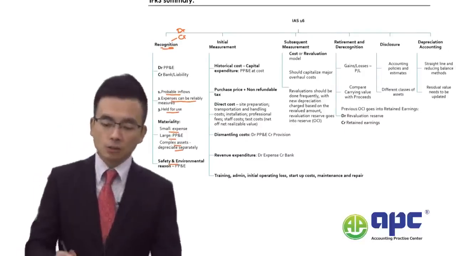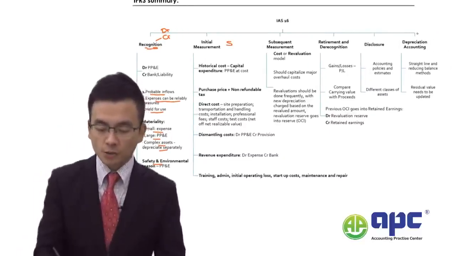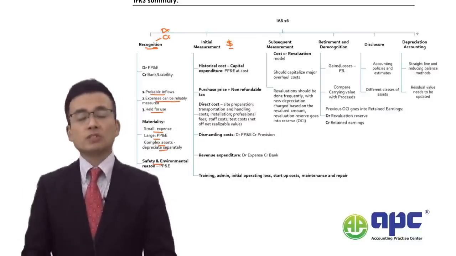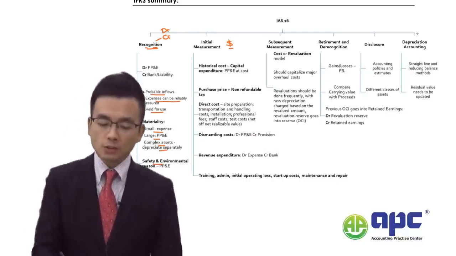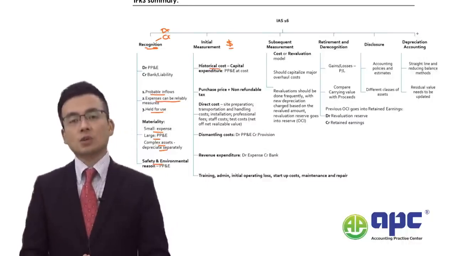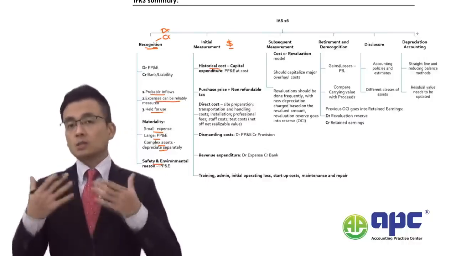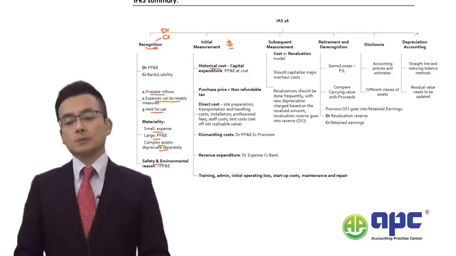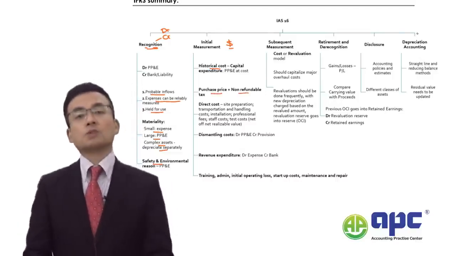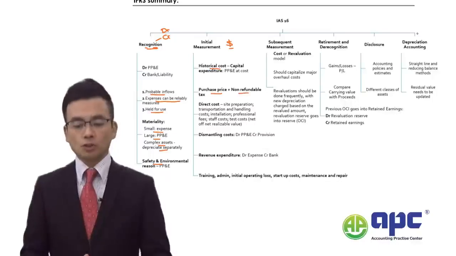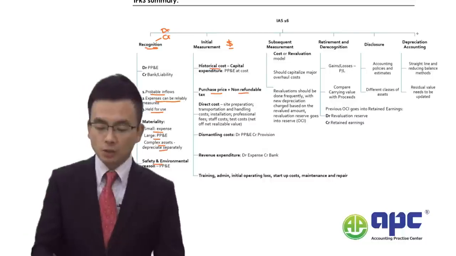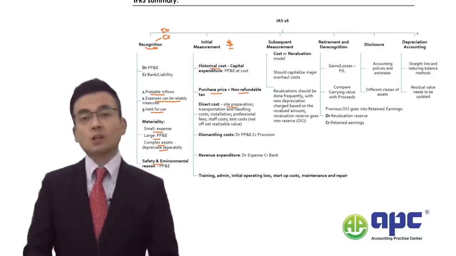So how about the initial measurement? What value are we going to put onto that PP&E? Again, same as what we've seen in inventories, we need to recognise or measure it at historical cost. That means the money that you spend in buying that PP&E, including the purchase price and non-refundable taxes. For example, the import duty needs to be capitalised. And also some direct costs, for example, the site preparation.